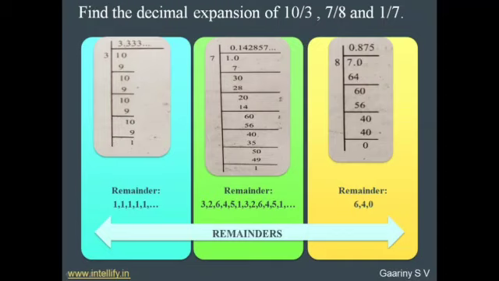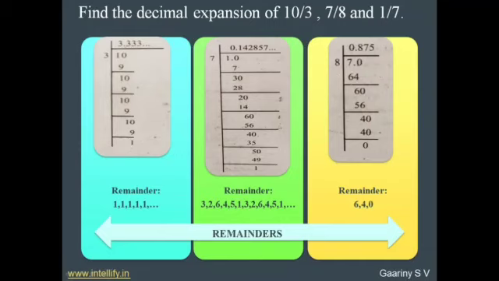This 6 is less than 8. So you are placing a 0 here. When you divide 60 by 8, you are getting 7 here. So 7 times 8 is 56. You subtract 60 minus 56. You get the remainder as 4. 4 is less than 8, so you are placing a 0 here.